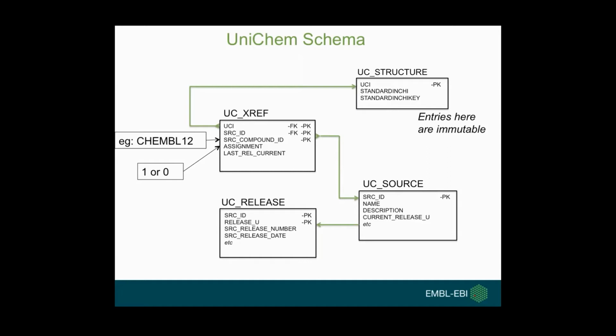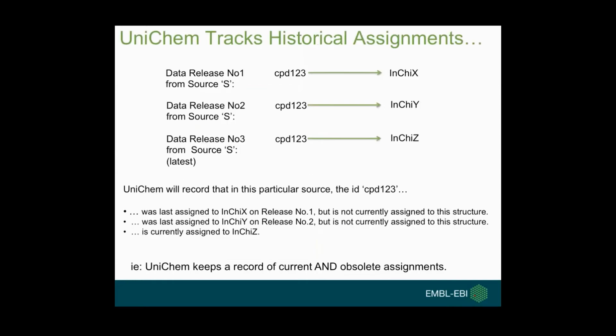Another field in the cross-reference table which is worthy of mention is the assignment field. This can either be 1 or 0, 1 indicating that the assignment of that compound to a particular structure is current, or 0 if it's obsolete. So using this model, it's probably quite straightforward, I think, to understand how UniChem can track historical assignments.